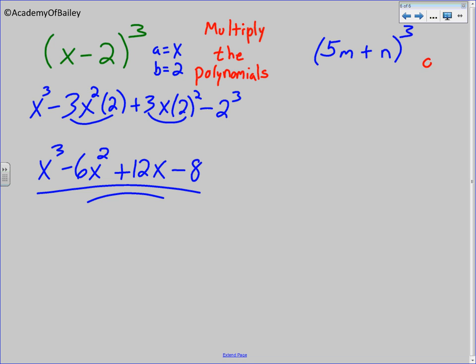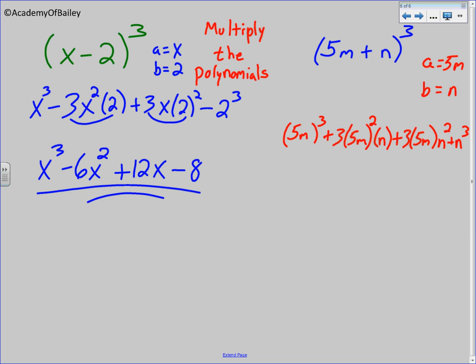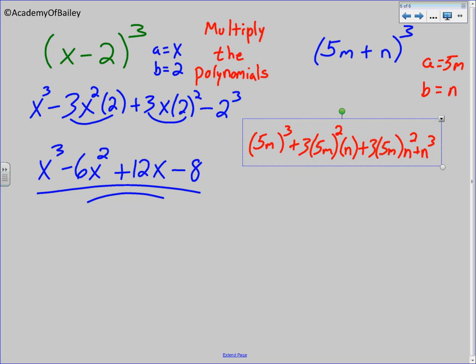And here, A is going to be 5m and B is n. So let's cube A. It's a plus, so every one of these is going to be plus. So we say 3 times 5m squared times n, plus 3 times 5m n squared, and then plus n cubed. Oh, running out of room over there. Maybe I can bring it over for you. There we go. Just don't get them mixed up.